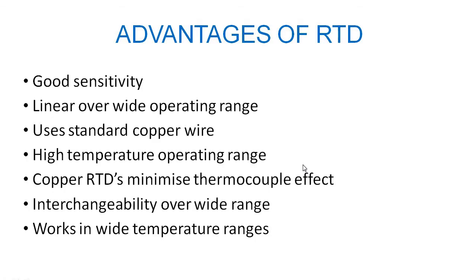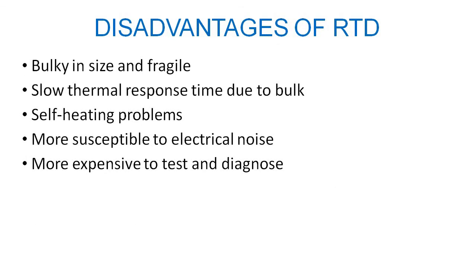Now the advantages of RTD: it has good sensitivity, linear over a wide operating range. It uses standard copper wire, with high temperature operating points. Copper RTD minimizes the thermocouple effect. There is interchangeability over a wide range, and it works in a wide temperature range. Disadvantages: bulky in size, costly, slower thermal response due to the bulk, self-heating problems, more susceptible to electrical noise, more expensive to test and process.